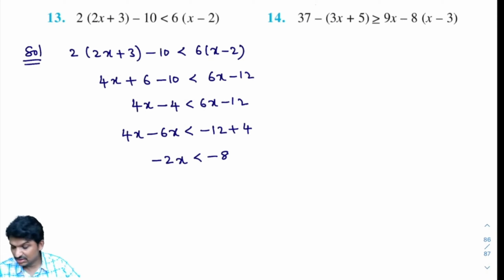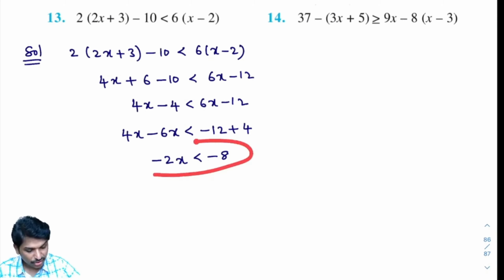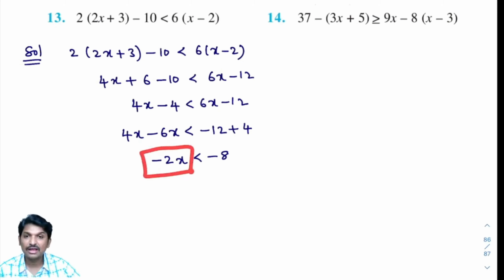Good. Now what I am trying for? I am trying for x values. Here on the left hand side part, minus 2x is there, but I want only x. How can I get only x? For this inequality, I'll divide with minus 2 on both sides.